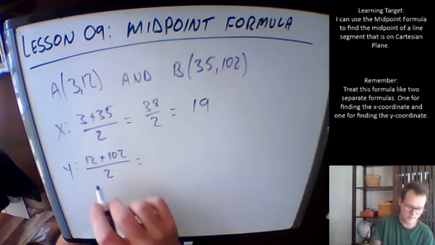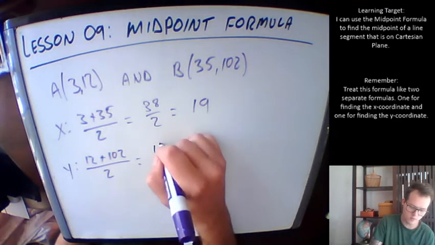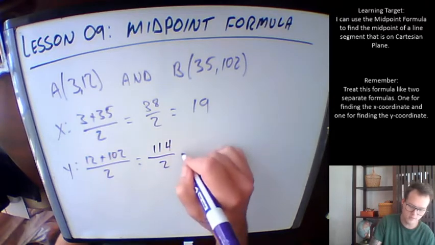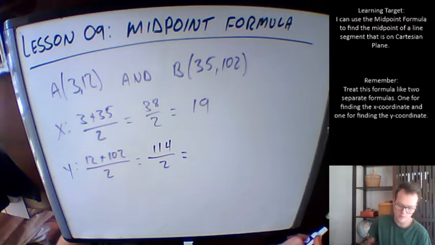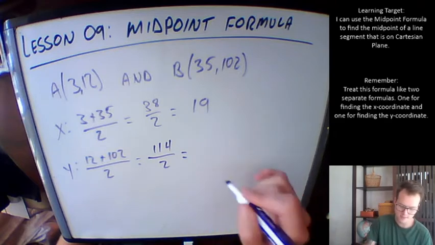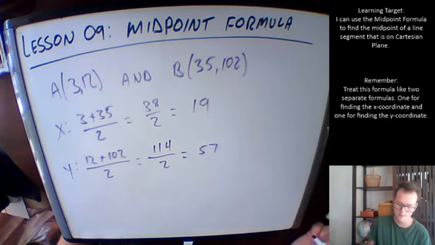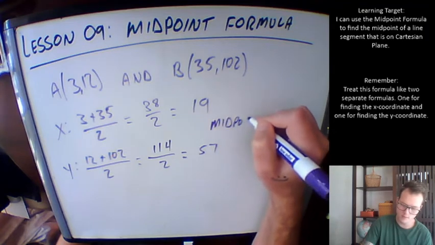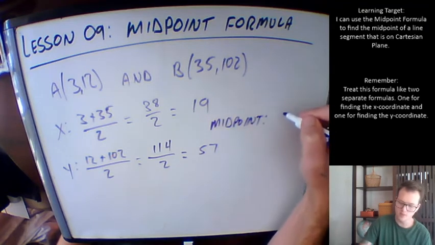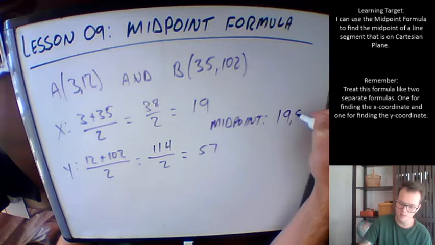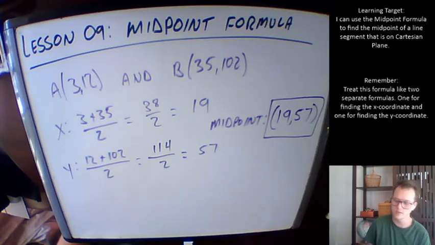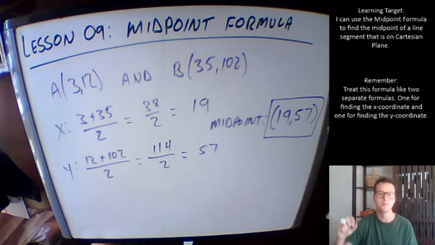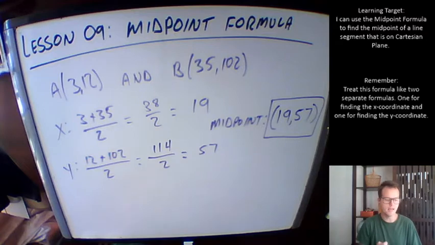Now let's look at the y's. 12 plus 102 is 114 over 2. Half of 114, let's see, that's 55, 56, 57, I believe. So now we are saying that the midpoint, based on what we just did, is at the point 19, 57. So the x coordinate here is 19, and the y coordinate is 57. So we essentially just used the midpoint formula, although I didn't spell it out ahead of time.